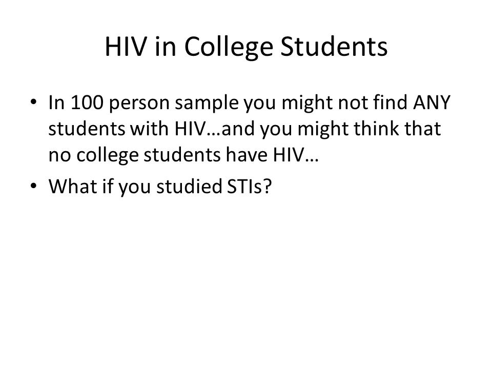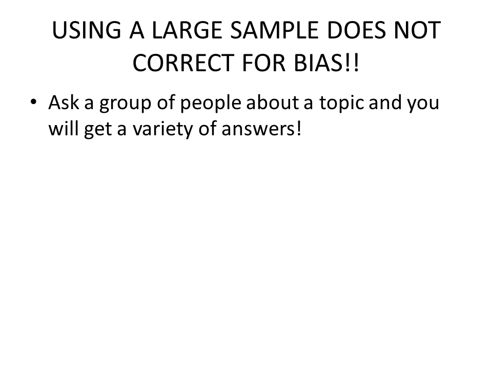Now, what if we studied STIs? Because I just told you that there were 10 million new STI cases in 2010 for ages 15 to 24. We probably, within a 100-person sample, would be able to actually find persons who had an STI, just perhaps not HIV. So when using a large sample, remember, it does not correct for bias.